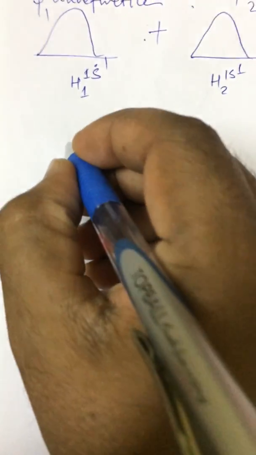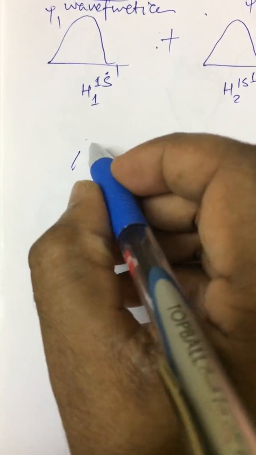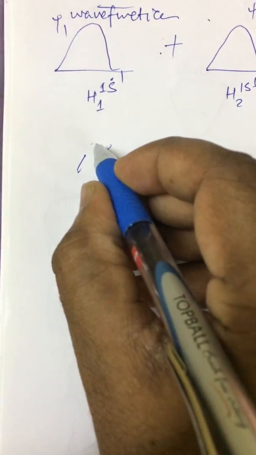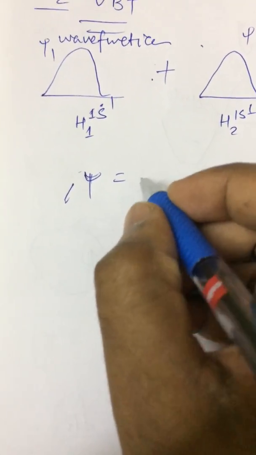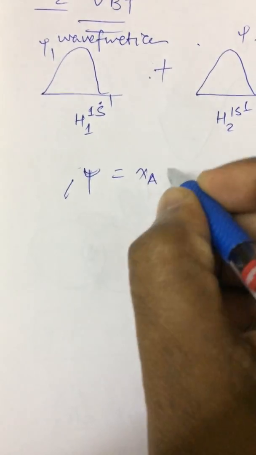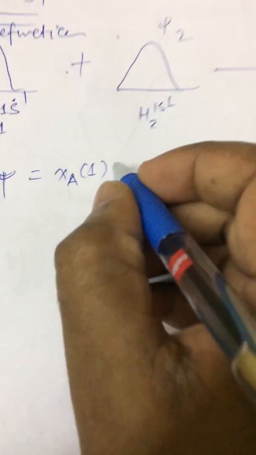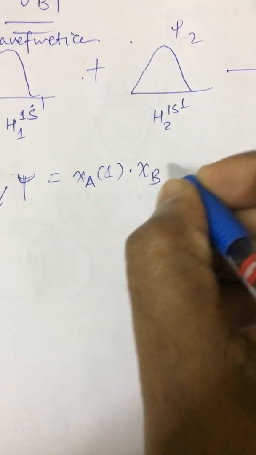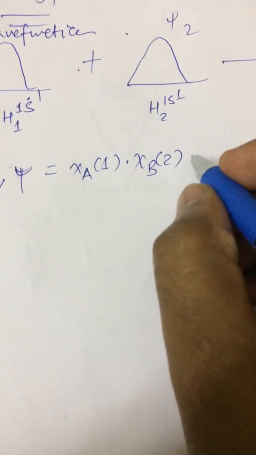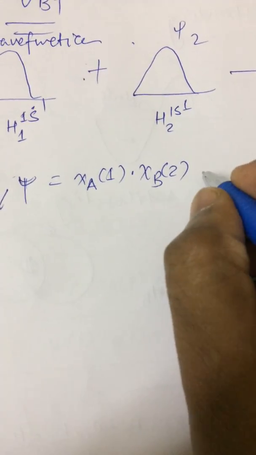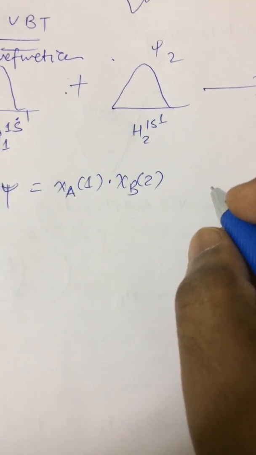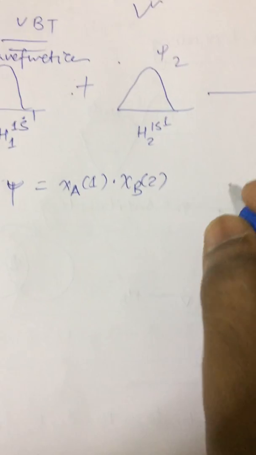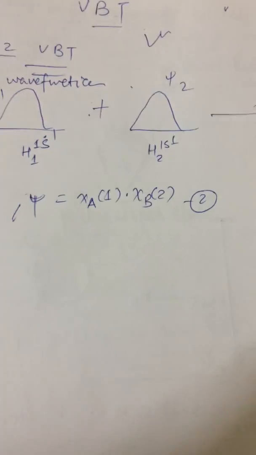So let's say this is the total psi function formed by mixing of the two orbitals: psi = chi a(1) times chi b(2), where chi a for the first hydrogen atom and chi b for the second electron, and chi a and chi b are the orbitals of the respective atoms, first and second. This is equation one.